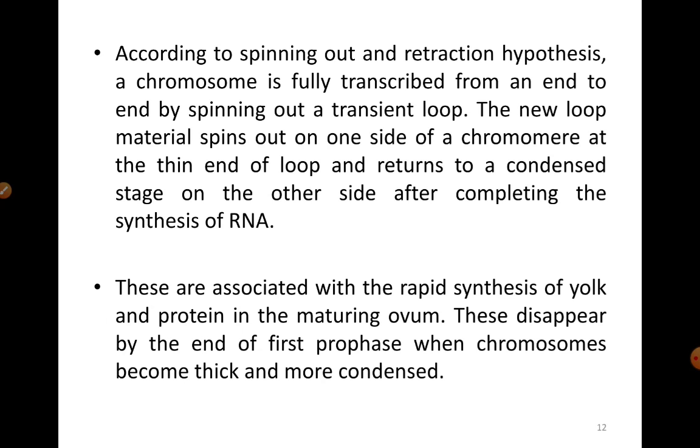These are associated with rapid synthesis of yolk and protein in the maturing ovum, and they disappear by the end of the first prophase when chromosomes become thick and more condensed. Because of this, it was thought that these lampbrush chromosomes may play some significant role in the formation of yolk material in the ovum.